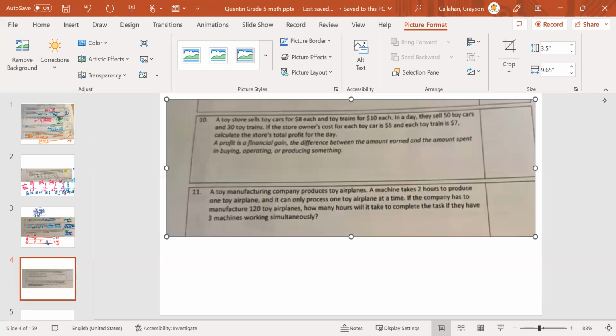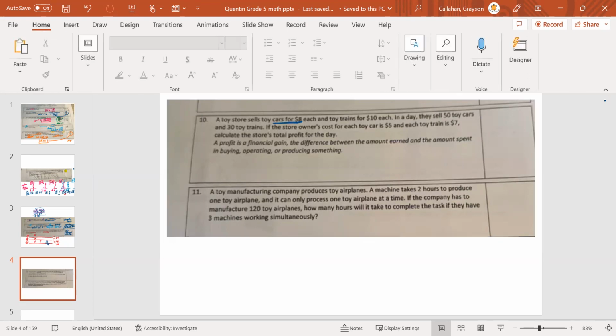Why do I do that? A profit is a financial gain: the difference between the amount earned and the amount spent. The store sells toy cars for $8 and trains for $10. In a day, they sell 50 toy cars and 30 trains. If the cost for each toy car is $5 and each train is $7, calculate the profit.